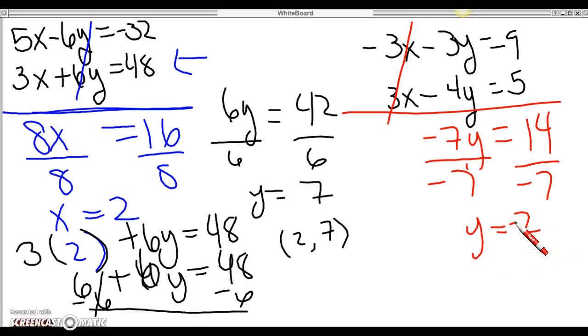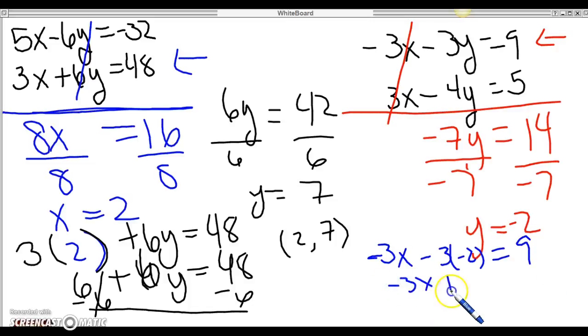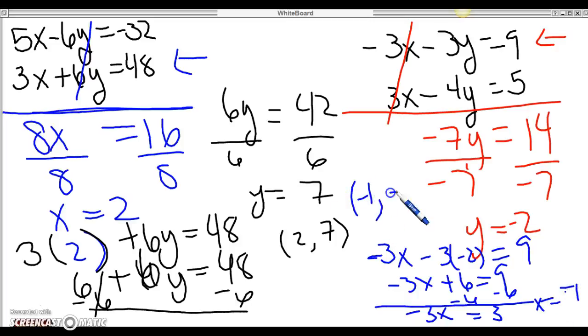That's a lot better, right? It doesn't matter which one I choose. Let's choose this first one up here. I get the same answer either one I choose. So I get negative 3x minus 3 times negative 2 equals positive 9. So I get negative 3x plus 6 equals 9. Subtract 6 from both sides. I get negative 3x equals 3. Divide both sides by negative 3, and I get x equals negative 1. So I get (negative 1, negative 2) as my solution. And I hope this helps.